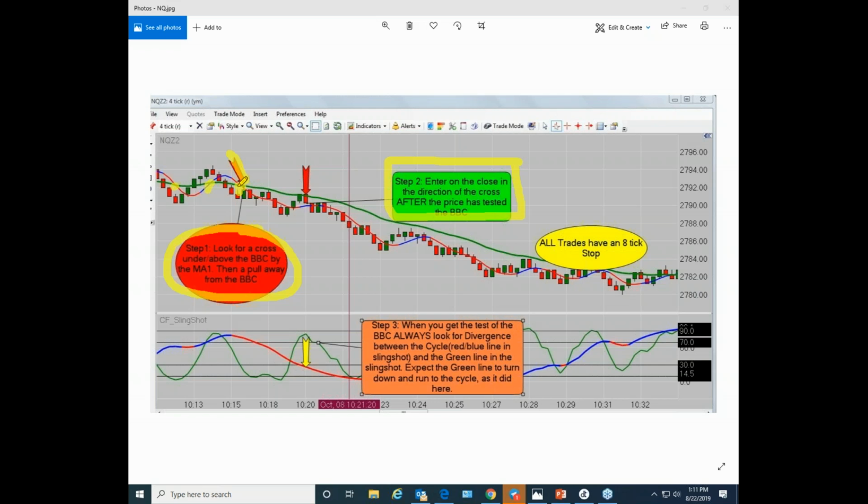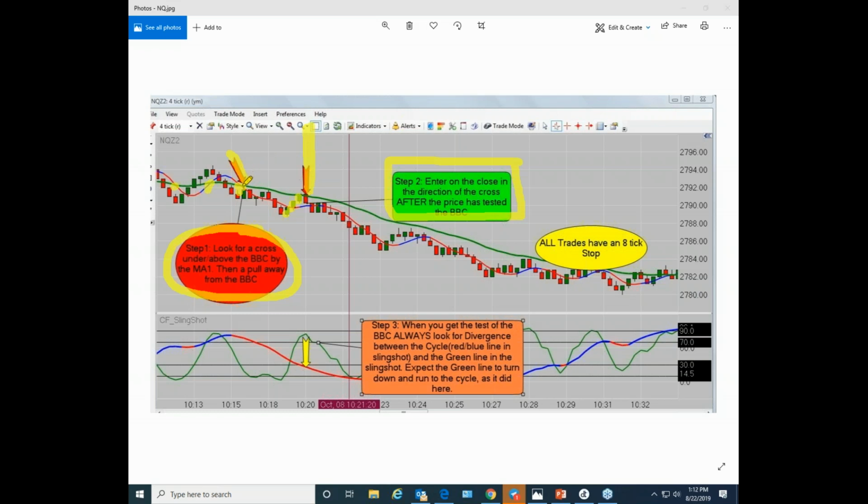After the cross, the normal thing for the market to do is gravitate toward that green line of the BBC. That's the normal thing, so you're looking for that after the cross. Not only looking for a touch of the green line, the BBC, but then you're looking for a close in the direction of the trend, highlighted here. So that is step number two, a touch and a close in the direction of the trend.